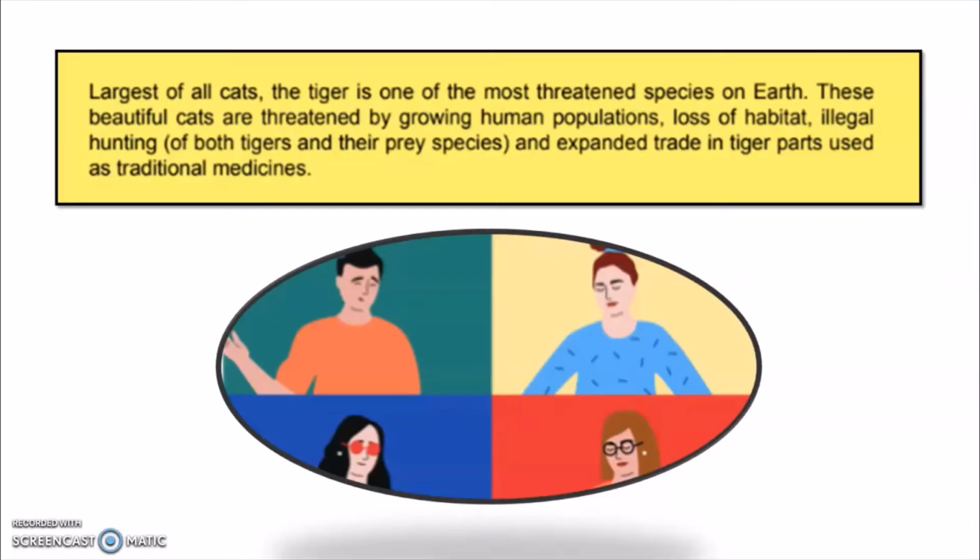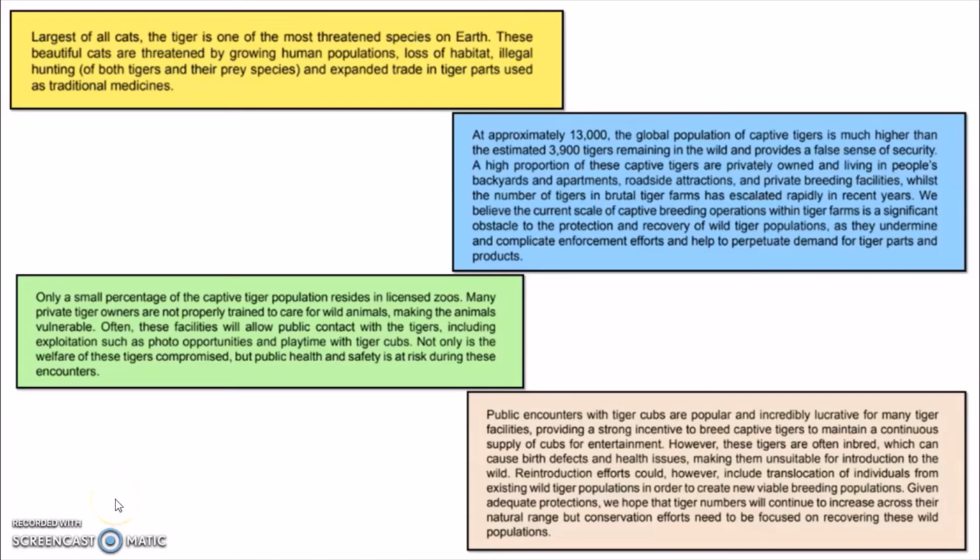The next step is to make groups, and it depends on the number of students you have in the classroom. For example, I have 16 students, so I can make 4 groups and each group can have 4 members. The next step is to distribute the colored strips among different groups.